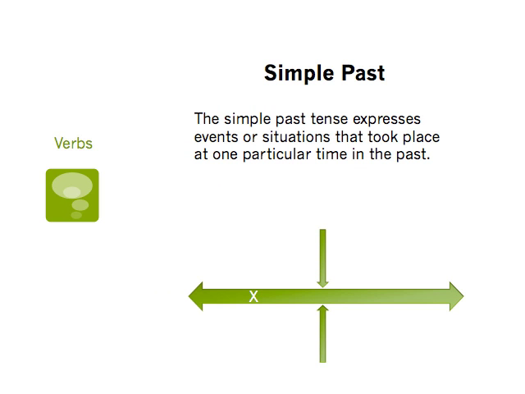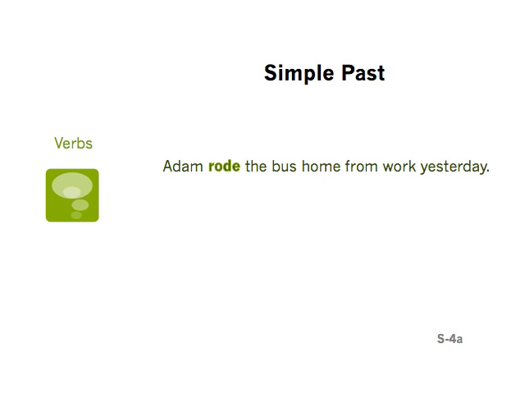The simple past, on the other hand, expresses a situation or an event that began and ended in the past. Adam rode the bus home from work yesterday. In this sentence, Adam began and completed an action expressed by the verb rode in the past.